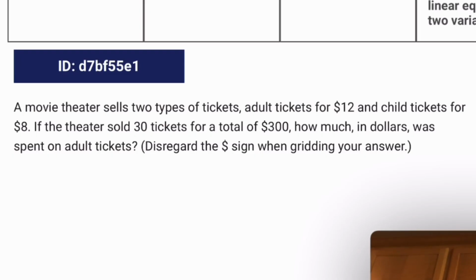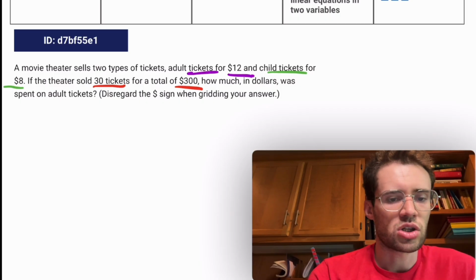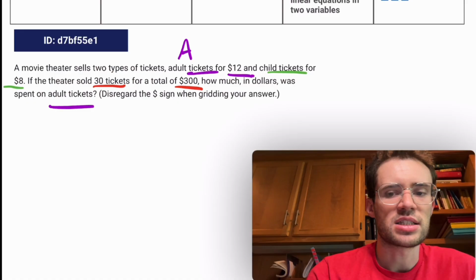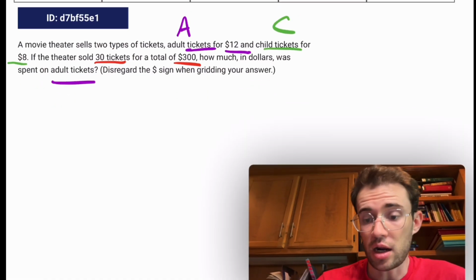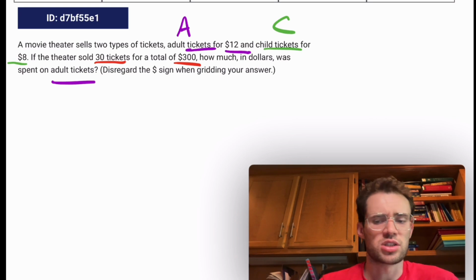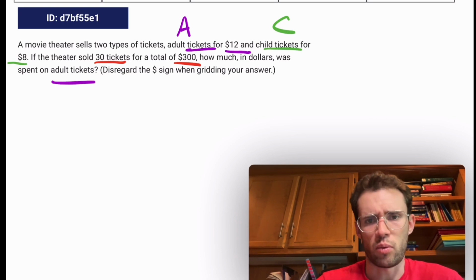A movie theater sells two types of tickets: adult tickets for $12 and child tickets for $8. If the theater sold 30 tickets for a total of $300, how much in dollars was spent on adult tickets? So we're trying to solve for the adult tickets. Let's call the number of adult tickets A, and the number of child tickets C. So we have to write our system of equations. It says discard the dollar sign when gridding your answer. Okay, I don't think there's even a way to do that.